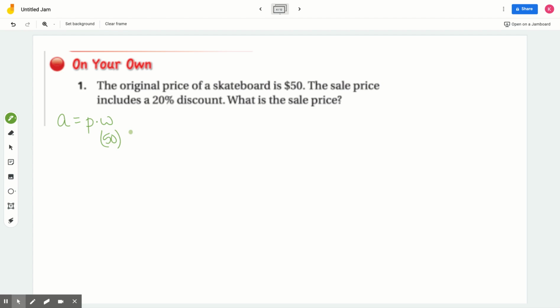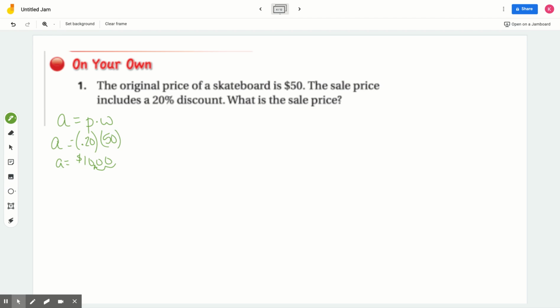We're going to take our percent and change it to that decimal form to find the part, which is the discount. So 0.20 times 50 is 1,000. We can move the decimal in 2 places, which will give us $10. So this has a $10 discount.